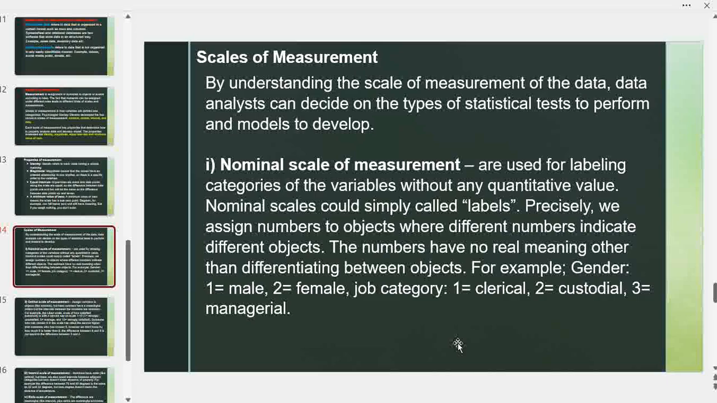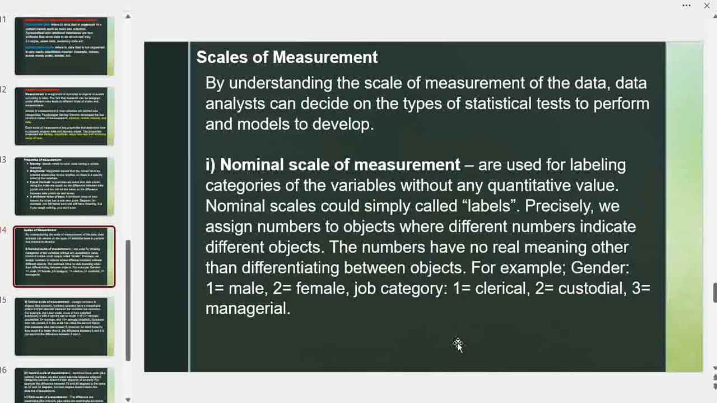By understanding the scale of measurement of the data, the analyst can decide on the type of statistical analysis to perform and model to develop. In fact, it is not only about understanding the statistical test. It is even about understanding the input. It is about understanding data entry. It is about understanding data coding. So this is the basic that we should all know before we even go to the field. The type of data that we collect, the scale of measurement each variable should be taking. Is this variable nominal, ordinal, ratio, or interval?